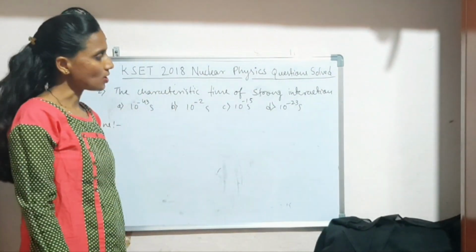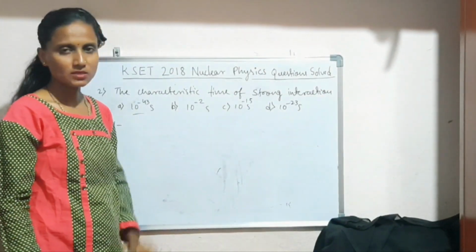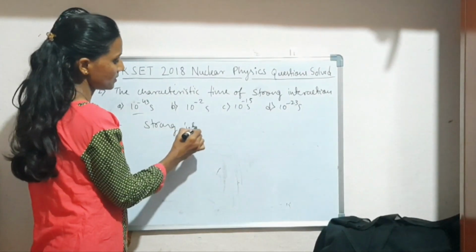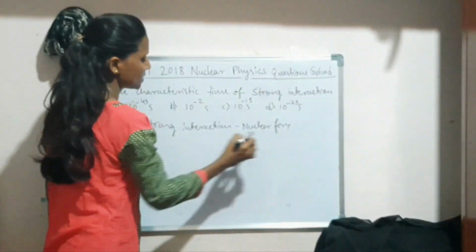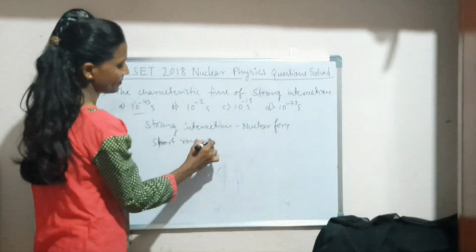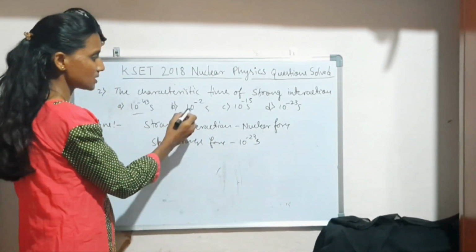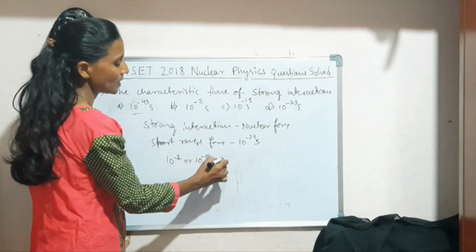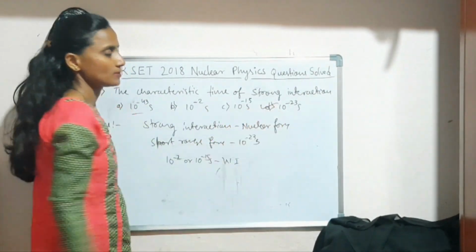The characteristic time of strong interaction is. The options have been given: 10 to the power minus 43 second, 10 to the power minus 2 second, 10 to the power minus 15 second, 10 to the power minus 23 second. As we know, strong interaction, that is nuclear force, which is short range force. So that is order of 10 to the power minus 23 second. If we consider minus 2 and minus 15, that is for weak interaction. Okay. So the correct option among these will be option D, 10 to the power minus 23.